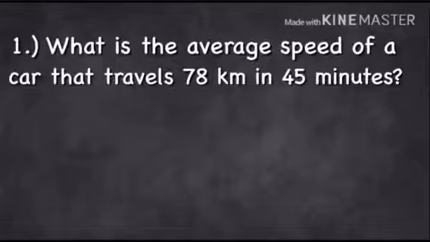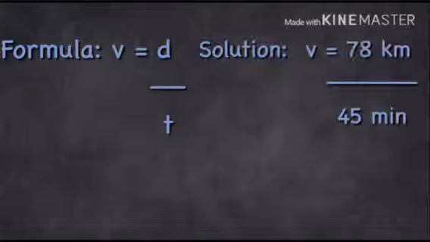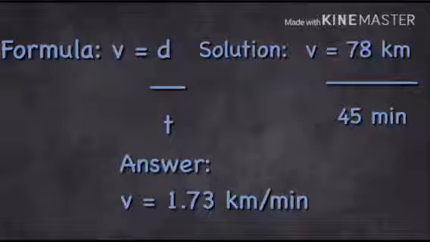Let's answer one question. What is the average speed of a car that travels 78 kilometers in 45 minutes? So first, list down all the given factors. So the missing factor is the average speed. Next, write the formula. You can refer to the formula triangle as shown a while ago. Then write the solution. So 78 kilometers divided by 45 minutes. Then the answer will be 1.73 kilometers per minute.